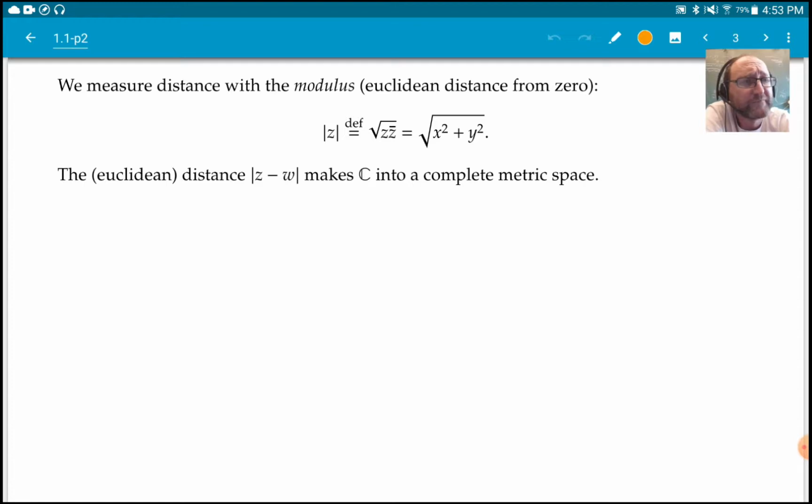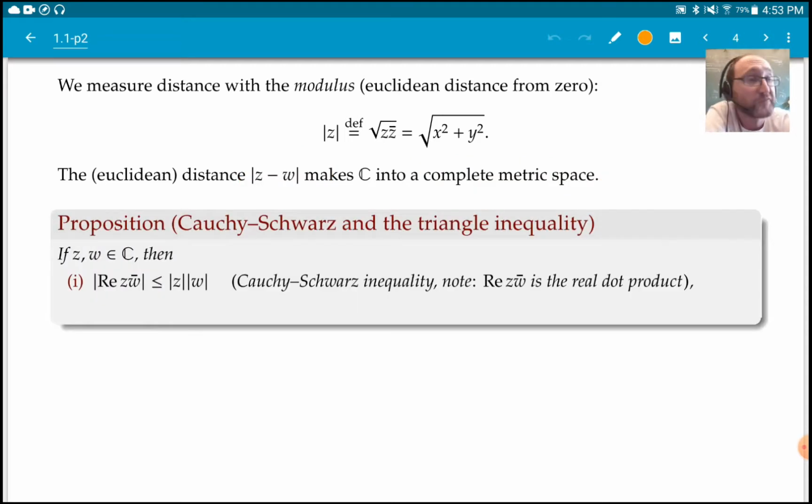And if I want to take the distance between two points in C, well, I just do the same thing as I do in R or any vector space. I just subtract the two points and take the modulus of that, right? That actually gives me a complete metric space. It's exactly the same metric space that we get in R2. It's the standard Euclidean metric. So, complete means Cauchy sequences have limits, right?